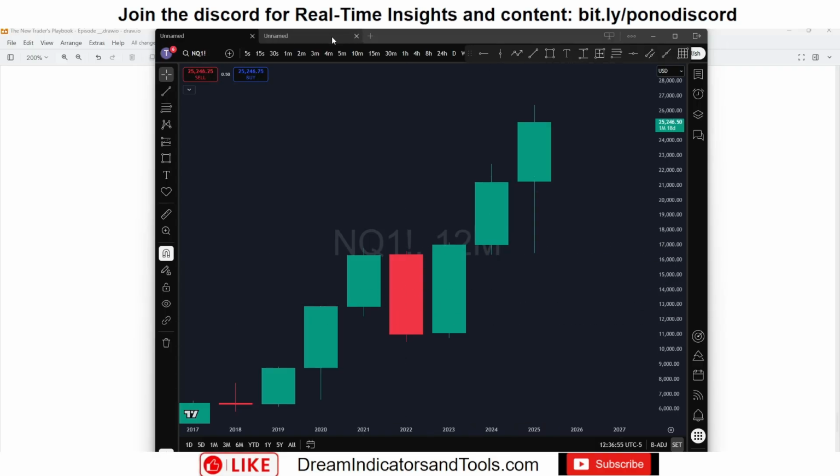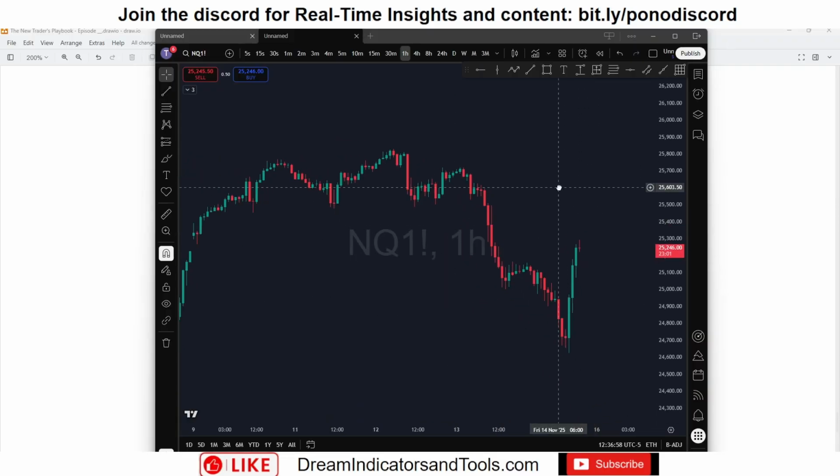It loves the middle. So let's take another look at something. This is still NASDAQ, and I'm going to use some of the indicators that I love.